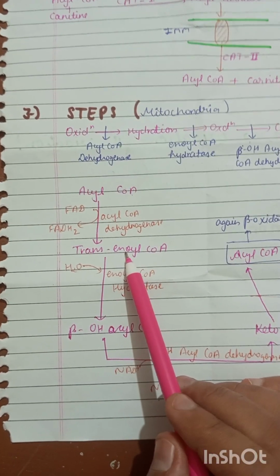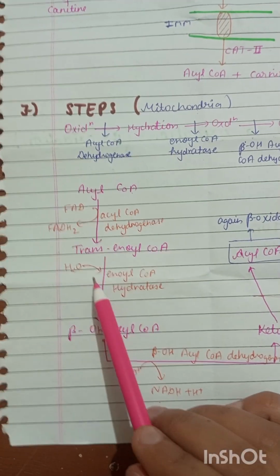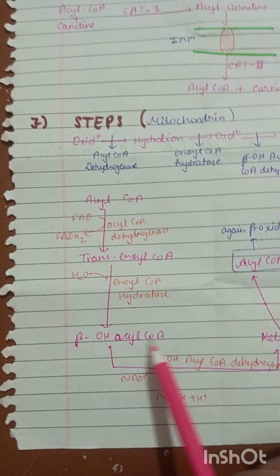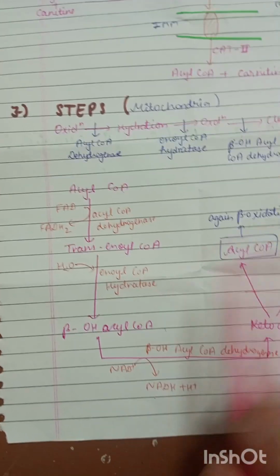Then trans-enoyl coenzyme A is hydrated, in the presence of water, into beta hydroxyacyl coenzyme A in the presence of the enzyme enoyl coenzyme A hydratase.